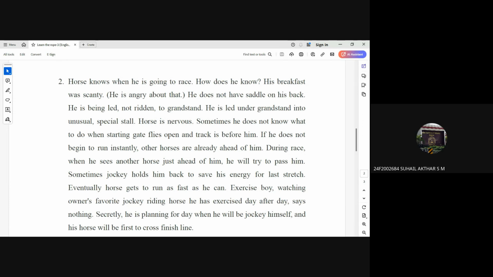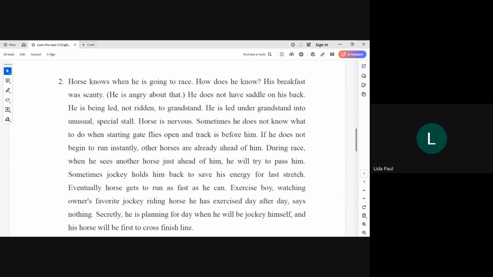The horse. Right? Riding the horse he has exercised day after day. Anything required there? No, ma'am. Riding the horse he has exercised day after day, nothing, right? That part is nothing. So the exercise boy watching the owner's favorite jockey riding the horse he has exercised day after day says nothing. That's all.